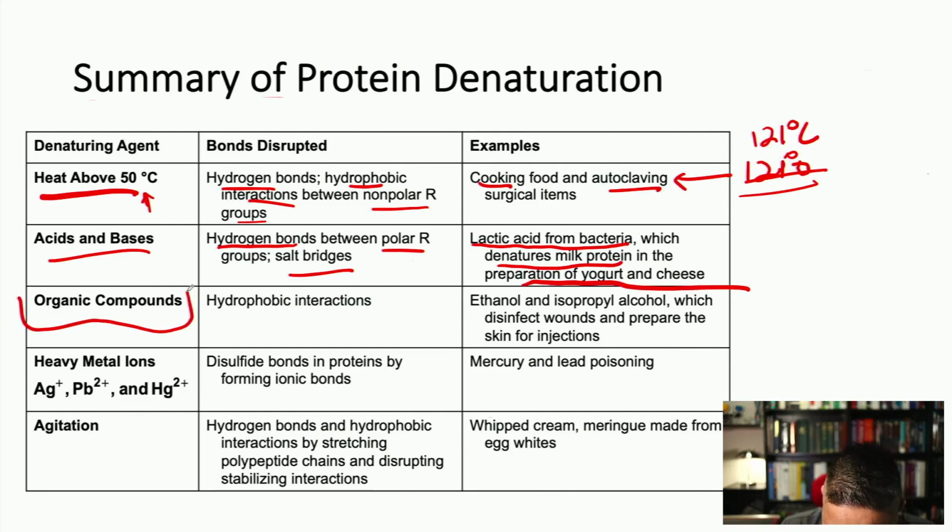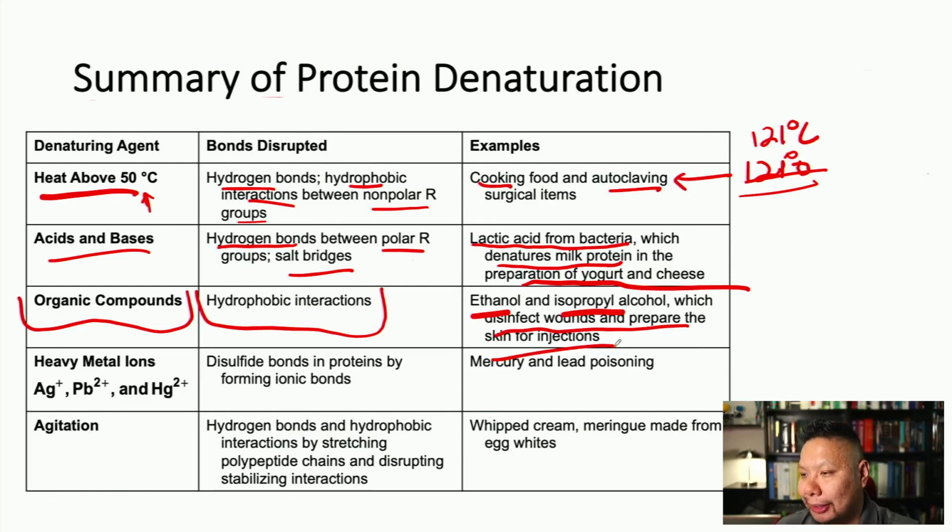Organic compounds can also denature proteins. Of course, they disrupt the hydrophobic interactions, adding things like ethanol or isopropyl alcohol to disinfect wounds and prepare for skin injections. That kills bacteria that way, right?